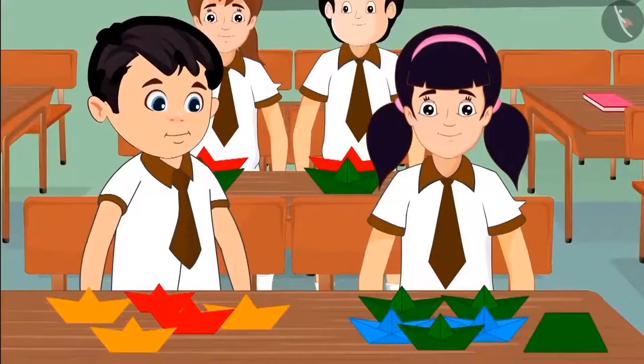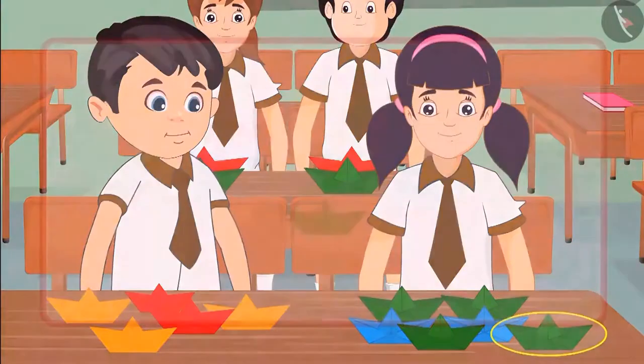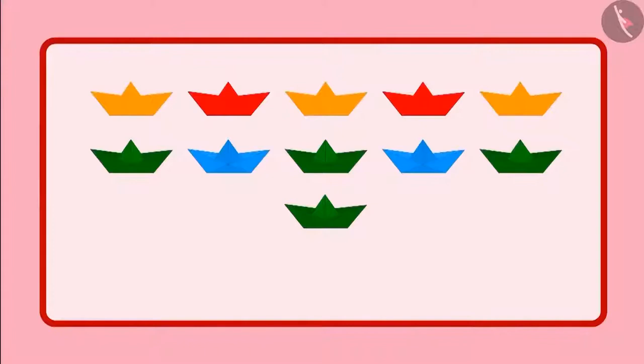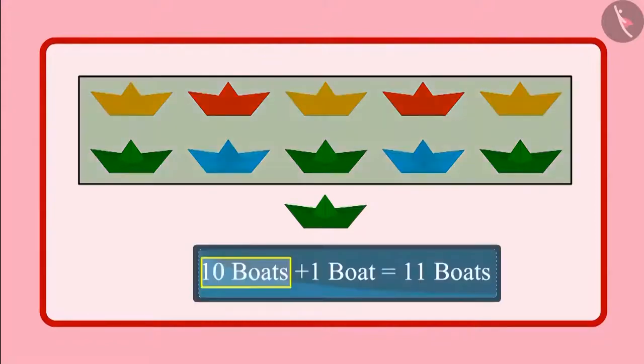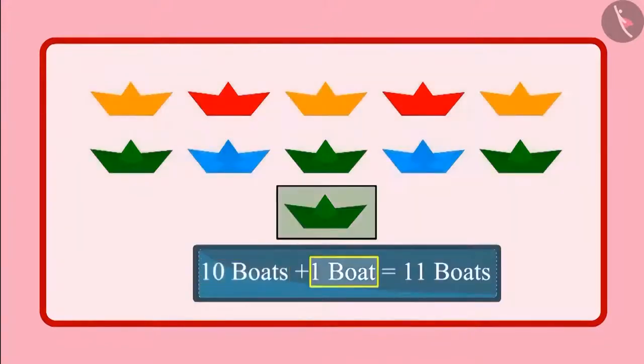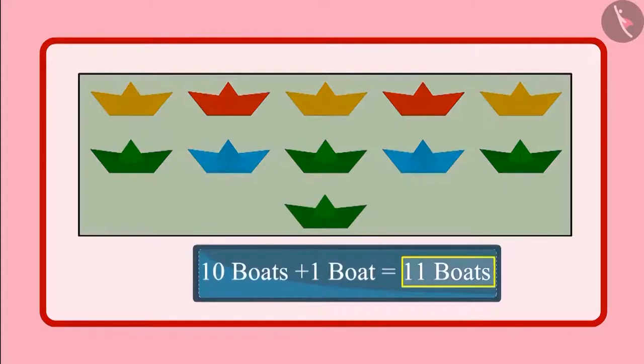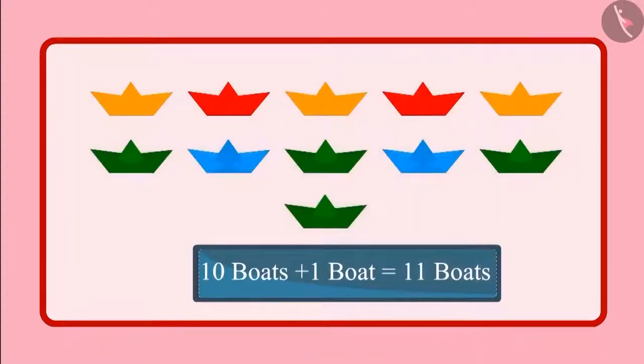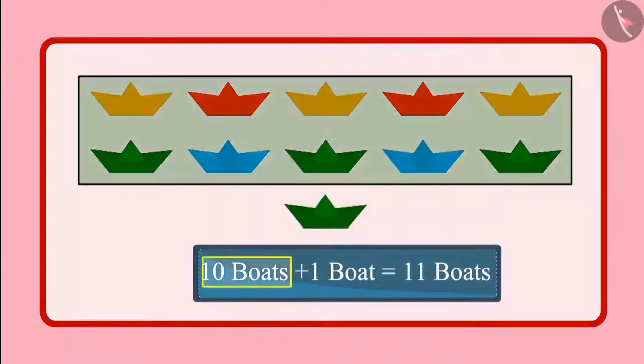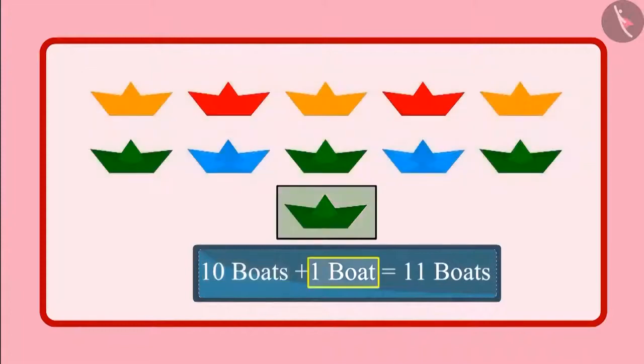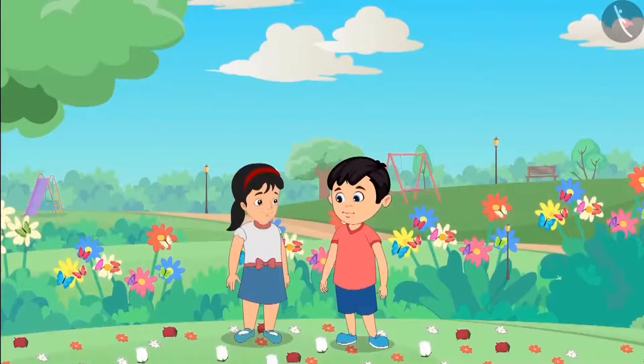Aarti had another paper left and she made another boat with it. So children, can you tell me how many boats do Chotu and Aarti have now? Let us see. 10 boats along with another boat, so there are a total of 11 boats. So children, did you see? When we have 10 boats and add another one, then we get a total of 11 boats.